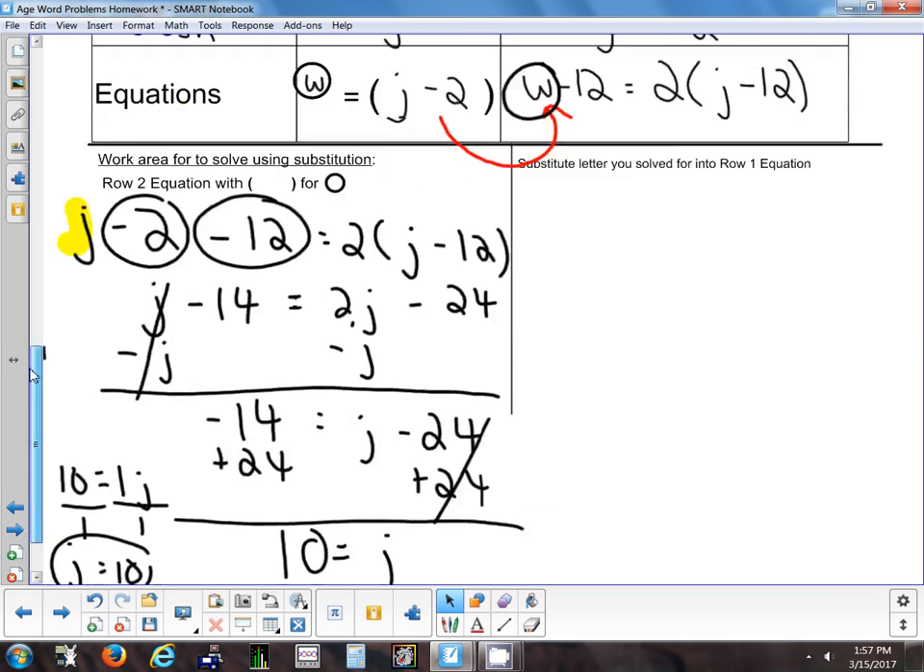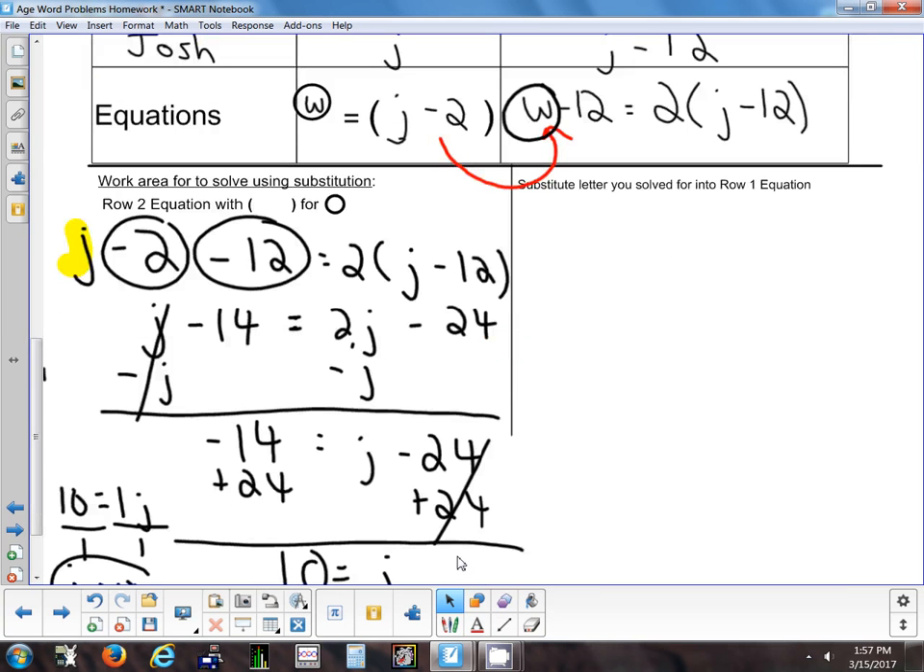All right, so now, anybody tell me what to do now? Anybody have any idea what to do now? Ashley? Wilma? Yeah. All right, I want to solve for Wilma. What equation would I use? The first one. So all I'm going to do right now is actually just write out that first equation. W equals J minus 2. W equals 10 minus 2. So what Ashley did is, she took the 10 and she put it in for J.